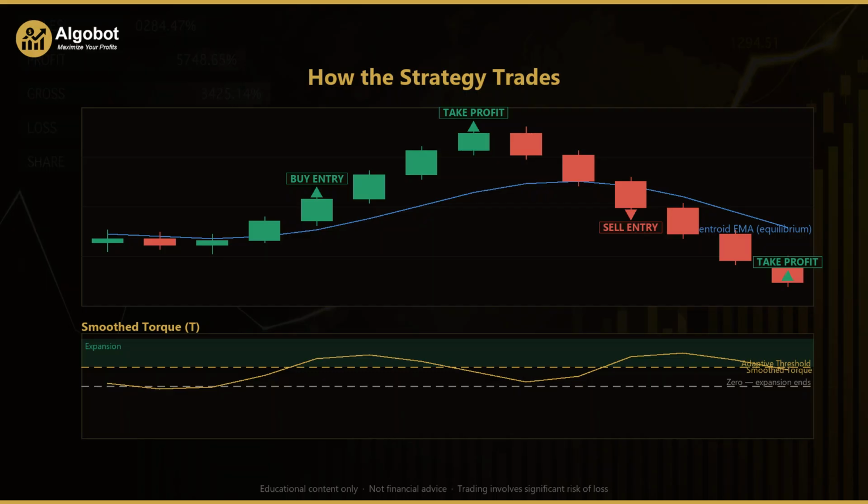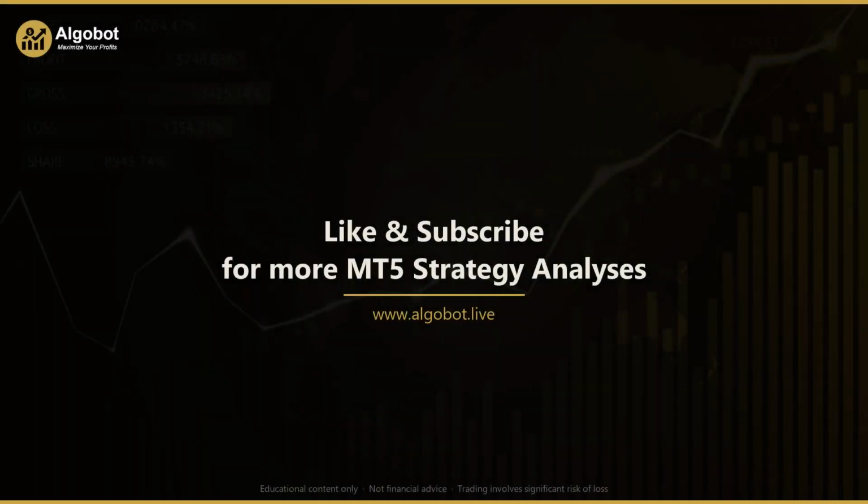Both the long and the short followed the identical rule, a fresh torque cross into expansion, with the side chosen by which way price had stretched from balance. That symmetry is the heart of this strategy. So that's Centroid Torque Expansion.